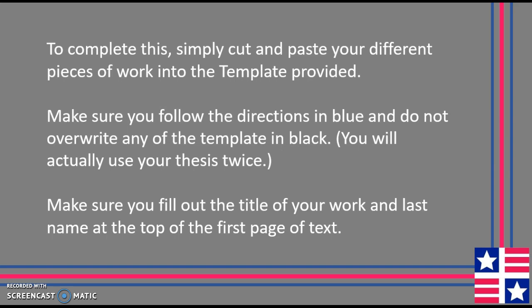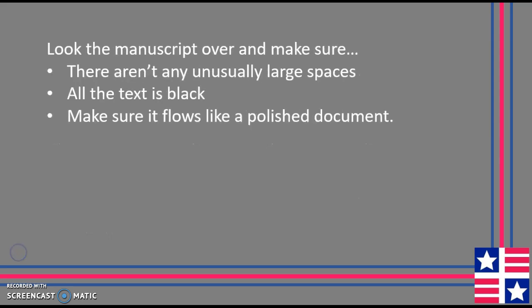So do avoid any confusion. Make sure you fill out the title of your work and last name at the top of the first page of text. Again, I'm going to have all that done for you. I want to go ahead and do this so you can see exactly what's expected in graduate level writing, at least in format. Look the manuscript over. Make sure there aren't any unusually large spaces. In some works, you will have chapters, and you'll start each new section at a fresh page. We're not going to do that. Make sure, again, all the text is black. And then when you're done, make sure it flows like a polished document should.